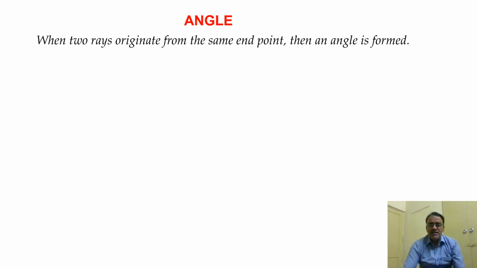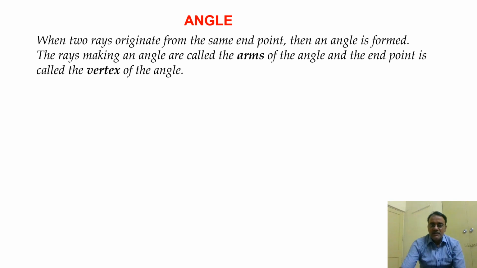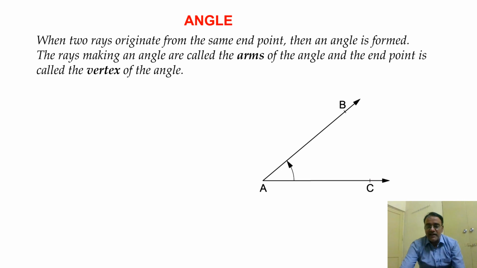So what is an angle? When two rays originate from the same endpoint, then an angle is formed. The rays making an angle are called the arms of the angle, and the endpoint is called the vertex of the angle. Okay, so let us see one diagram.